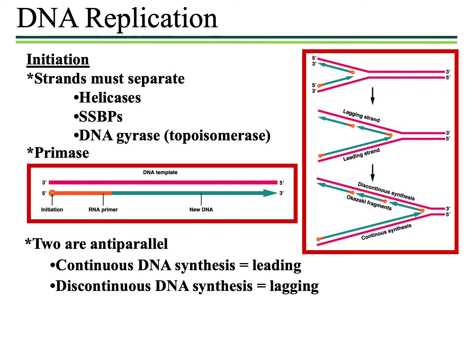Now that we have the DNA opened up, we can begin the replication process. The next enzyme that comes into play is an enzyme known as primase. Primase is an enzyme that is known to be an RNA polymerase. That means it's an enzyme that synthesizes RNA.